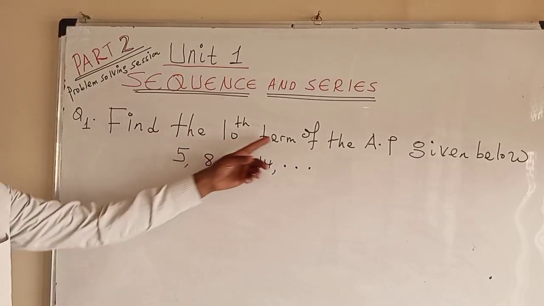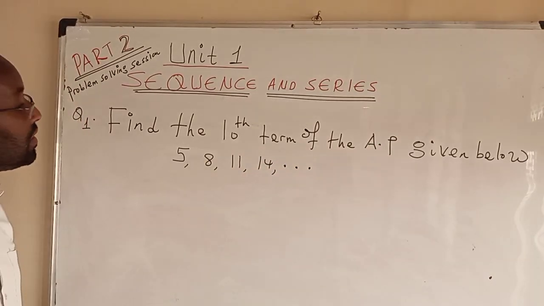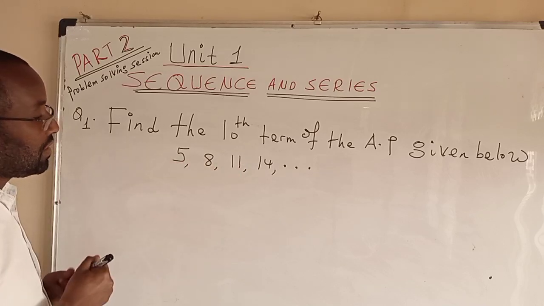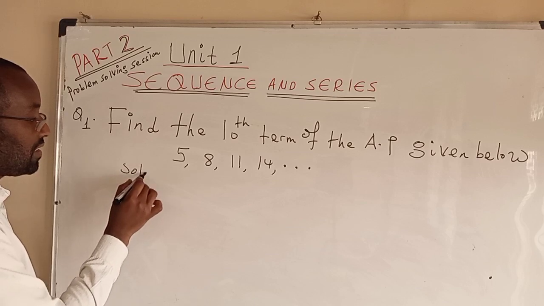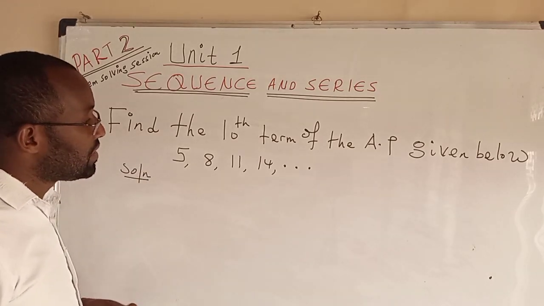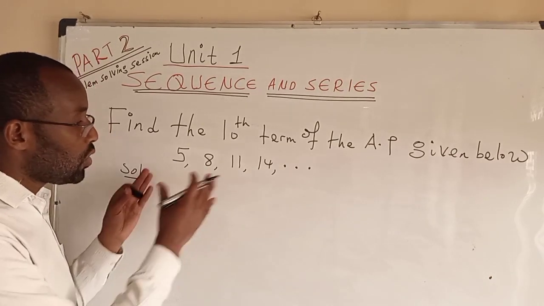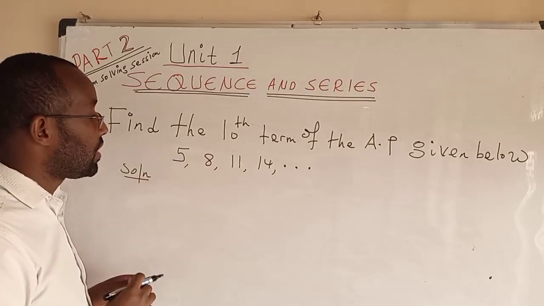Okay, the first question, number 1. Find the 10th term of the arithmetic progression given here. Now this is an arithmetic progression. I think in our previous video, we had seen the basic concept of arithmetic progression. It is a sequence or a progression that has a common difference between any two consecutive terms.